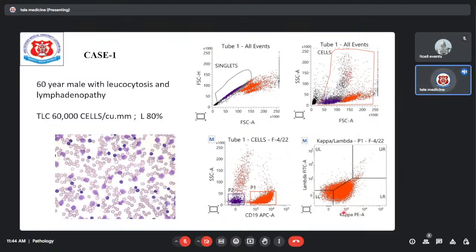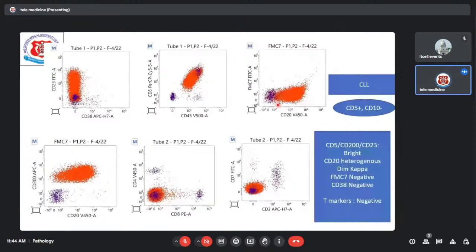Now check for the clonality. Some cells are kappa positive, and there is no lambda expression, so you're dealing with a clonal population. And the cell size is small. Check for the other markers. You can make out heterogeneous. What does heterogeneous mean? Some are dim positive, some are negative. This is all heterogeneous. If you get a clear-cut bright peak here, you call it bright positive, or negative if you get a clear-cut peak here.